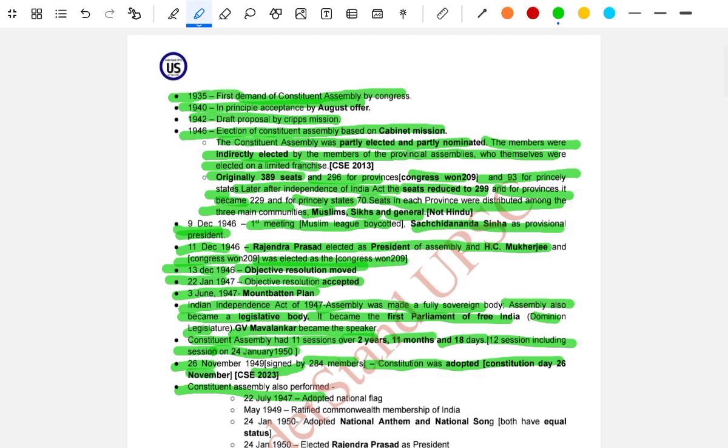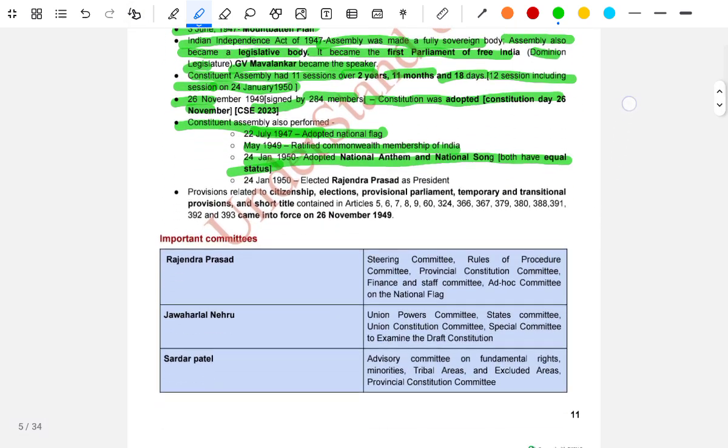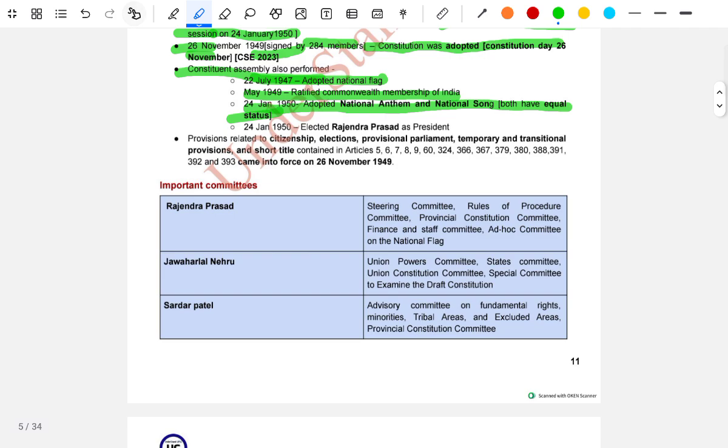The Constituent Assembly also performed other functions. 22 July 1947, adopted the national flag. May 1949, ratified the Commonwealth membership of India. 24 January 1950, adopted the national anthem and the national song; both have equal status. 24 January 1950, elected Rajendra Prasad as the president.